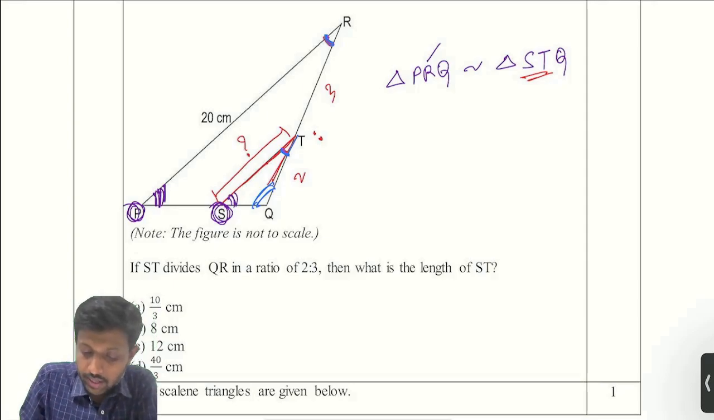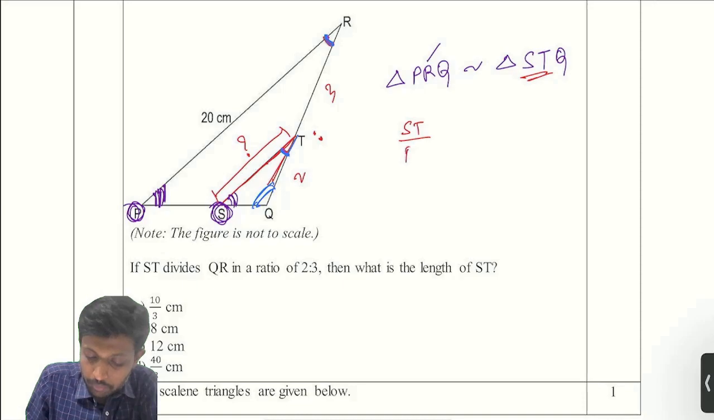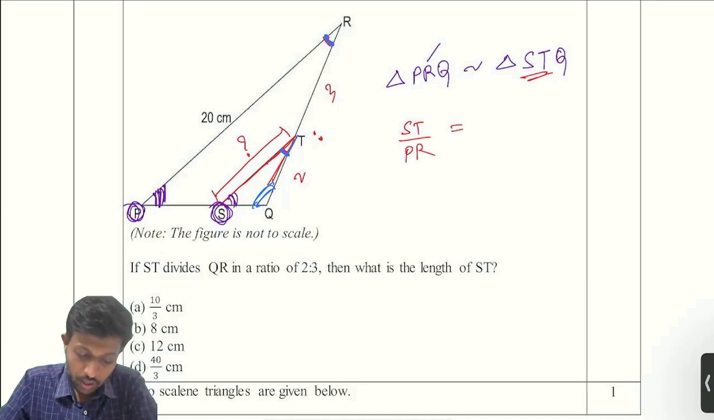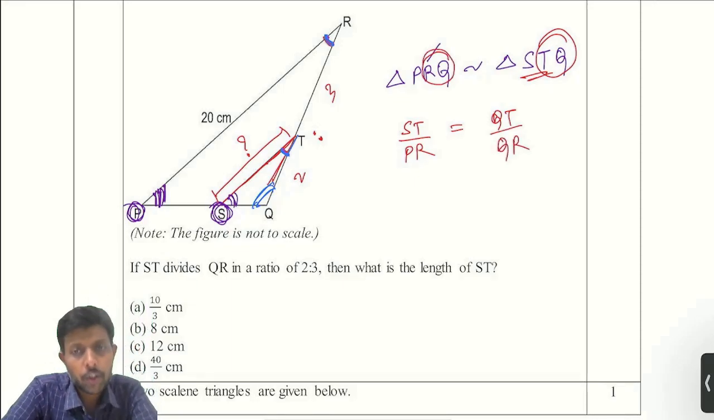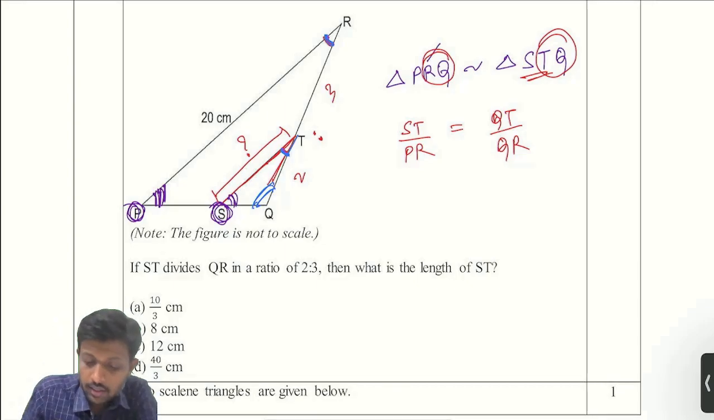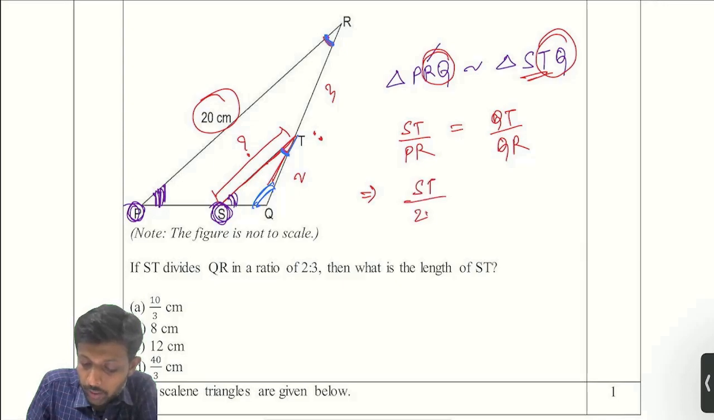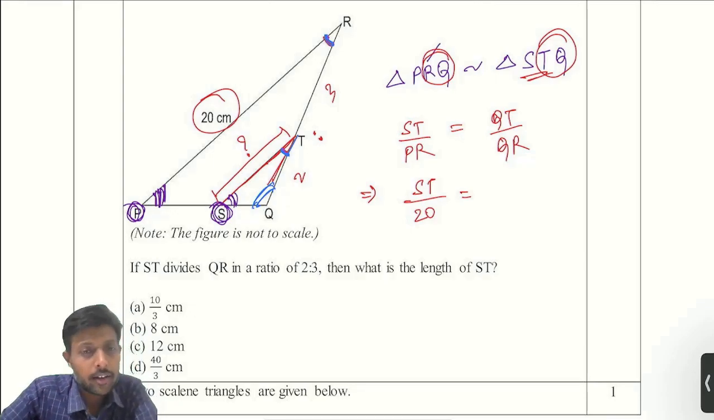So we can see ST upon PR would be equal to QT upon QR or RQ. This is the relation which will help us find the length of ST. So PR, we know 20 centimeters. Let's substitute the values now. ST upon 20 is equal to QT upon QR.